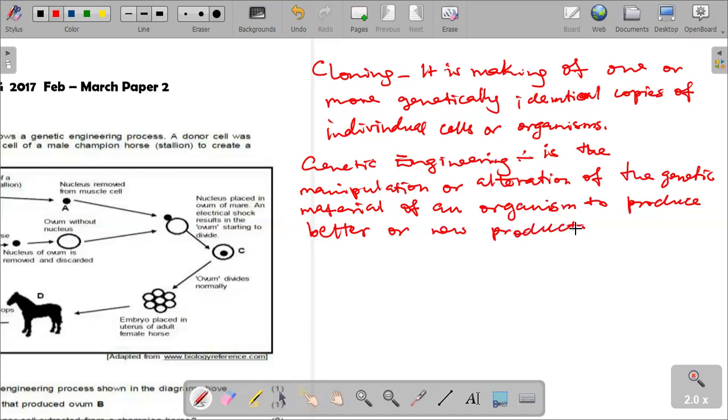When the genetic material of an organism is manipulated or altered, the intention of the scientist is to improve the organism in some way, or to say there is a totally new product being developed. So as you can see, we have been saying cloning and genetic engineering.